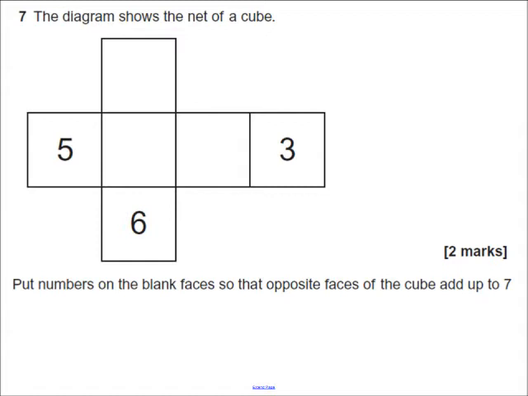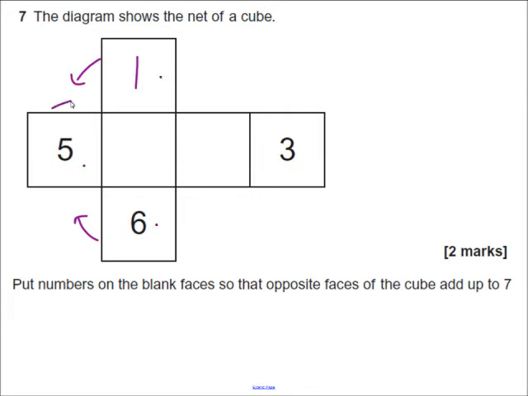Question 7 is a diagram that shows the net of a cube, and it's actually the net of a dice, as if we'd rolled a dice out flat, unfolded it. And it's asking us to put the numbers on the blank faces so that the opposite faces of the cube add up to 7, just like a dice. When you look at a dice, one side is 6, then the opposite side must be 1. So if we were to fold this up, then this side would be the side that's opposite. So 6 is opposite to 1.